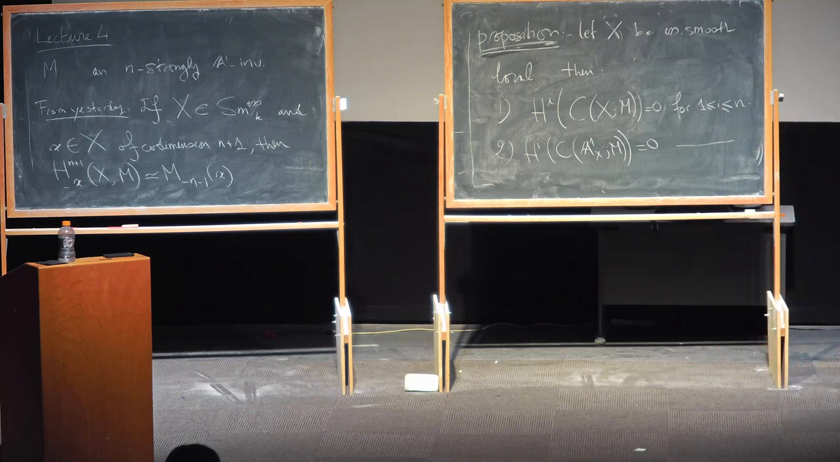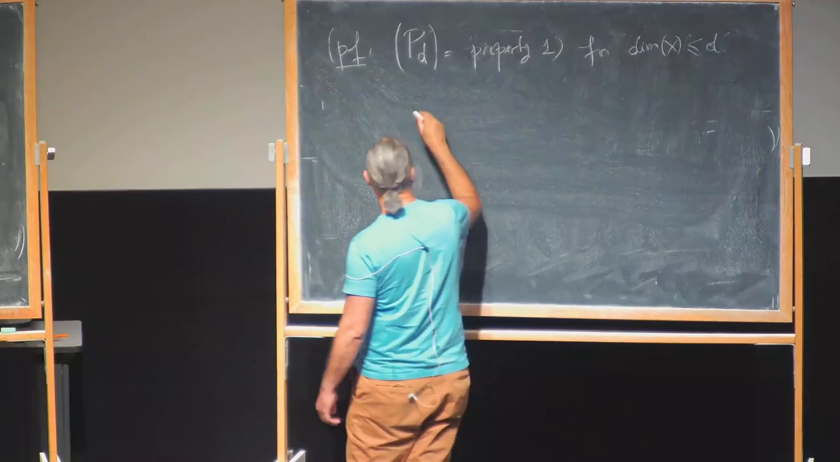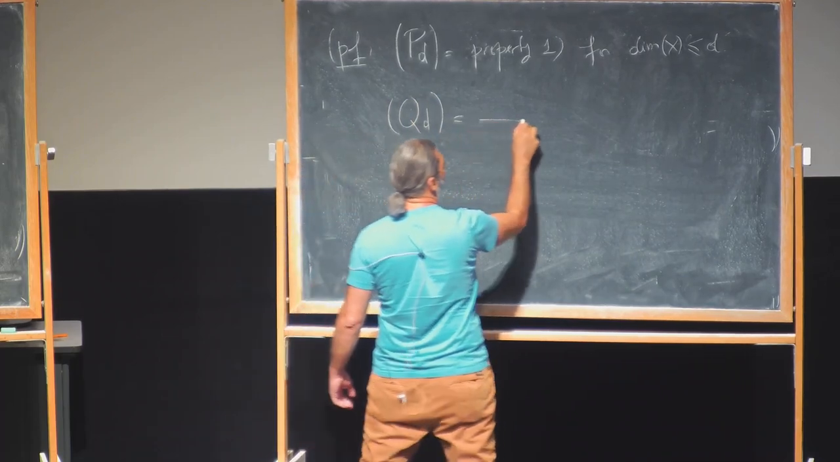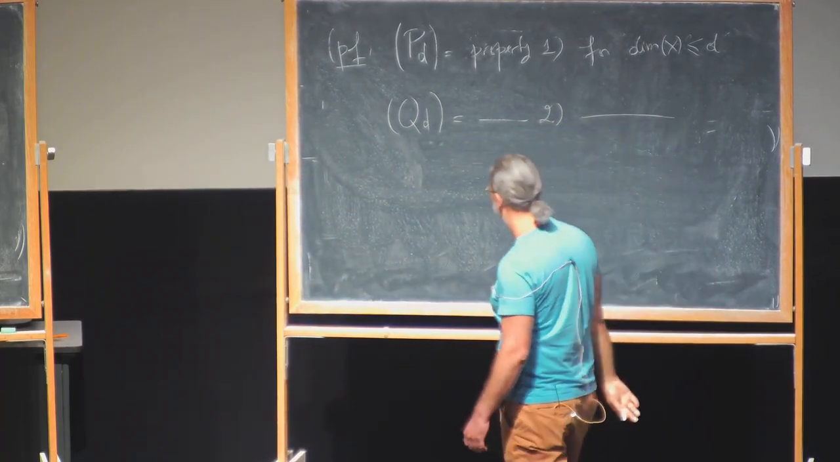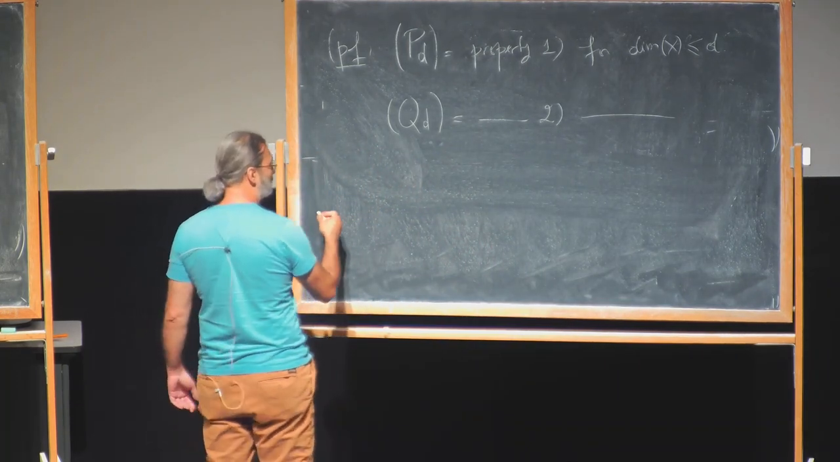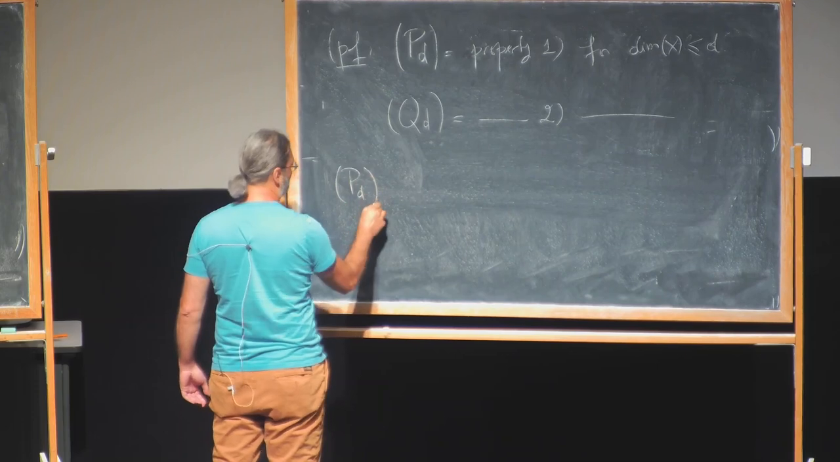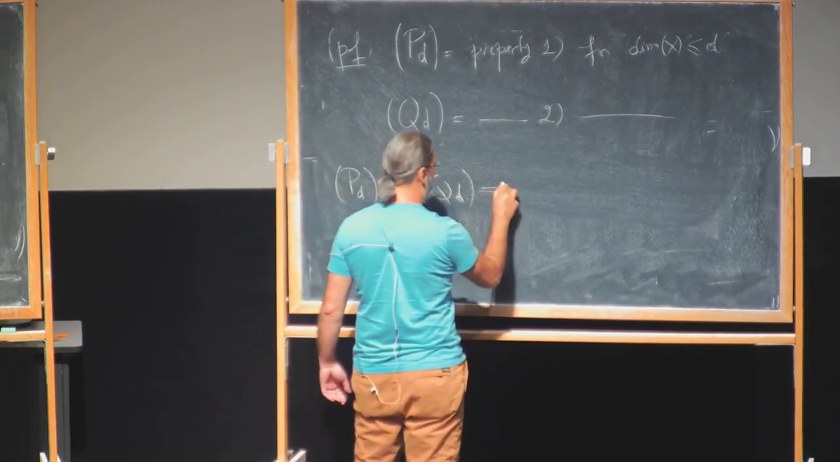Okay, so how do we prove such a thing? By induction, but more precisely, I introduce some notation. I'll write P_d for the first statement, property one, for X of dimension less than d. And similarly, I will write Q_d for property two, in the same range. What I'm going to do now is to show that P_d implies Q_d, and Q_d implies P_{d+1}.